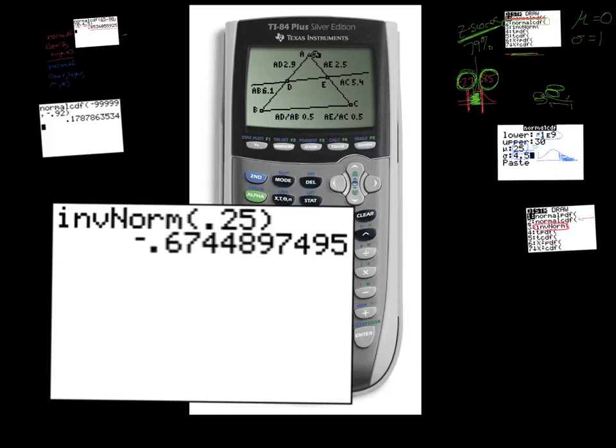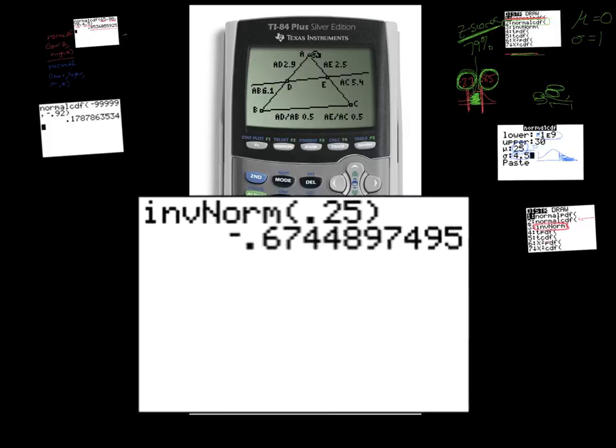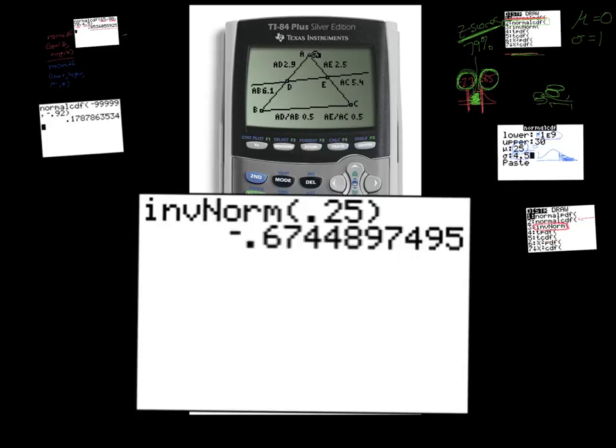Minimize this, and this one right here. And what is it saying? This says inverse norm 0.25. So what it's saying to me is I have a normal distribution, and what I'm interested in is what is the matching z-score where 25% of the graph is at and below what I've typed. Now I typed 0.25, so that's going to be somewhere in here. And this is going to be 25% of the graph, all over here, and I need the corresponding z-score.